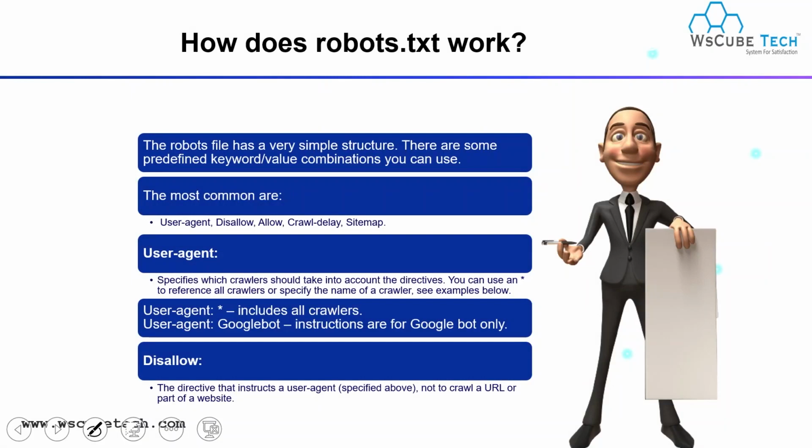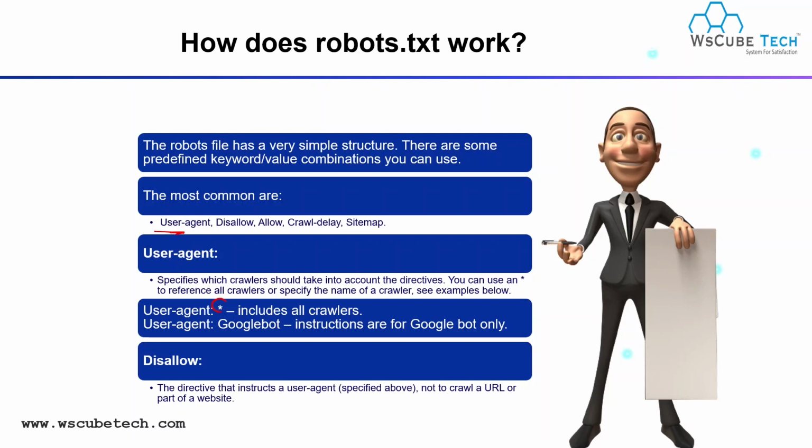Now let's move to the functioning of your robots.txt. How does your robots.txt file work? The robots file has a very simple structure. There are some predefined keywords or value combinations we can use. One is user agent. User agent specifies which crawler should take into account the directive. You can use it to reference all the crawlers or specify the name of a crawler.